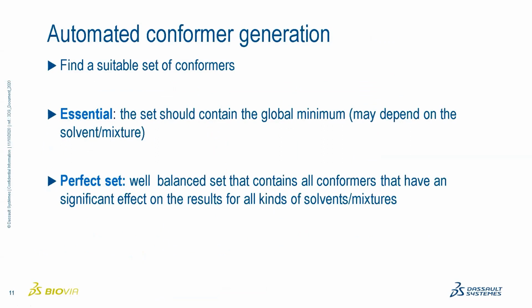Okay, now we have to think about how we can search conformers. And in order to find this suitable conformer set, what do we have to find? It's essential and sometimes pretty hard, at least to get the global minimum. So the C0 should be the global minimum because this is normally the most important conformer. And a perfect set would be a set which is well balanced, and that means a set that contains all conformers that have a significant effect on the results of all kinds of solvents and mixtures we would like to calculate. Of course, this is hard to do because it's a wide variety of possibilities.